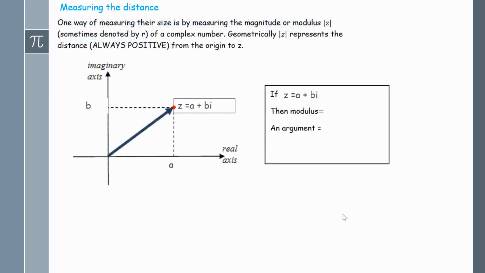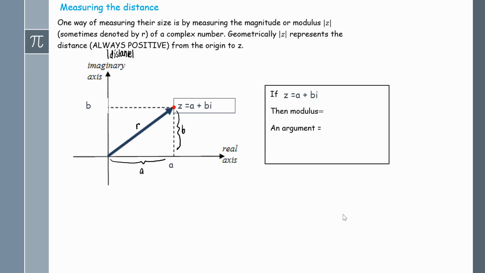One way of measuring the size of a complex number is measuring the magnitude or the modulus, sometimes denoted by r or the absolute value of the complex number z. This simply represents how far away the complex number is from the origin. And note that this distance or this modulus is always going to be the positive distance. As we can see in the diagram, if I have my complex number z, that little red dot, then the modulus r is simply the distance of that dot from the origin.